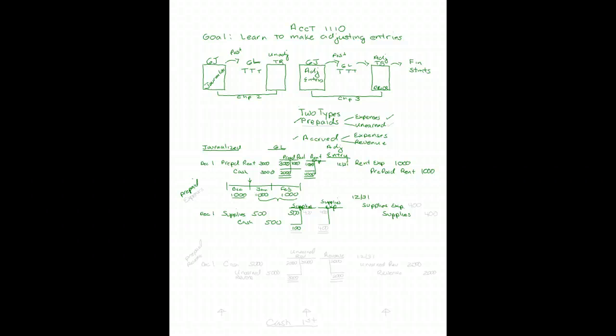How do I get from a debit of $500 to a balance of $100? Well, you know that I need to take $400 out of the supplies account and then put it in supplies expense. This will leave my balance of supplies on hand, the asset, at the end of the month at $100, and that is correct. And this will show my supplies expense for the month of January $400, and that is correct.